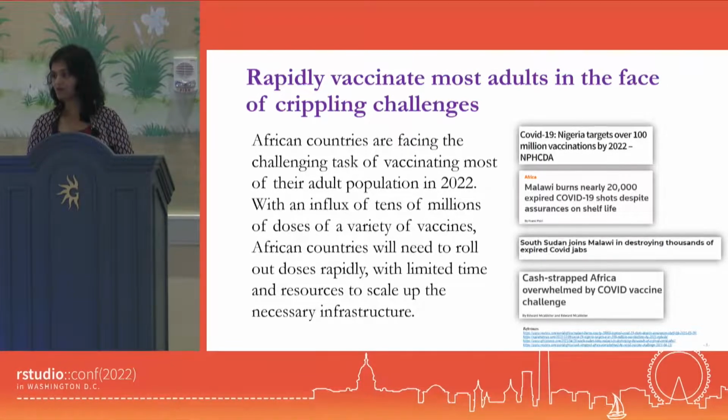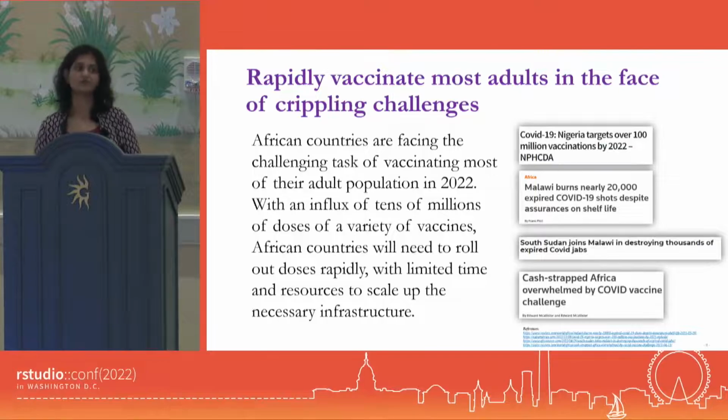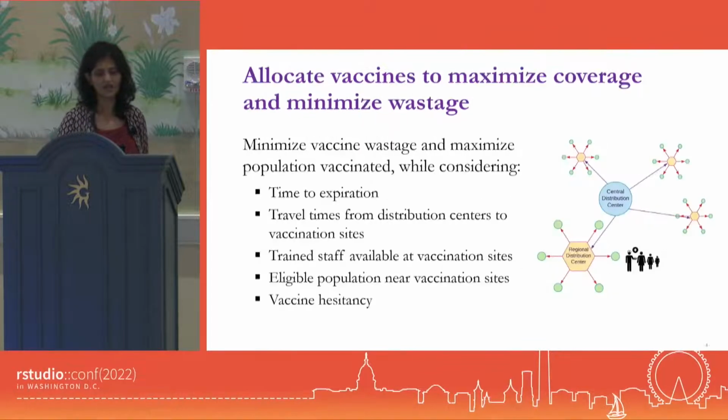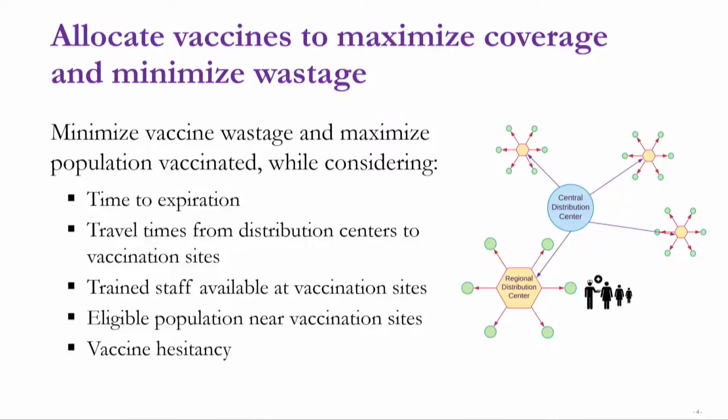And we found, with a little bit of research and talking to our country partners, that a lot of countries ended up wasting vaccines because they were just not able to administer those vaccines before their expiration date. So this was a very interesting problem, very different from what we were seeing in countries like USA or European countries. So we thought, okay, this is a great opportunity. Let's build an allocation model.